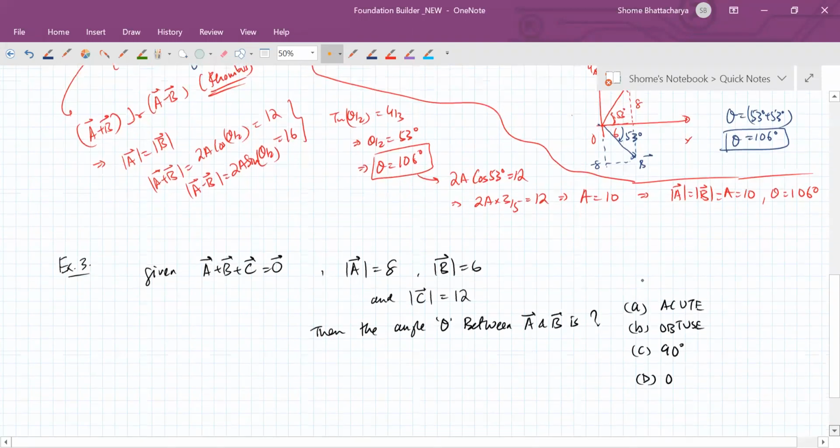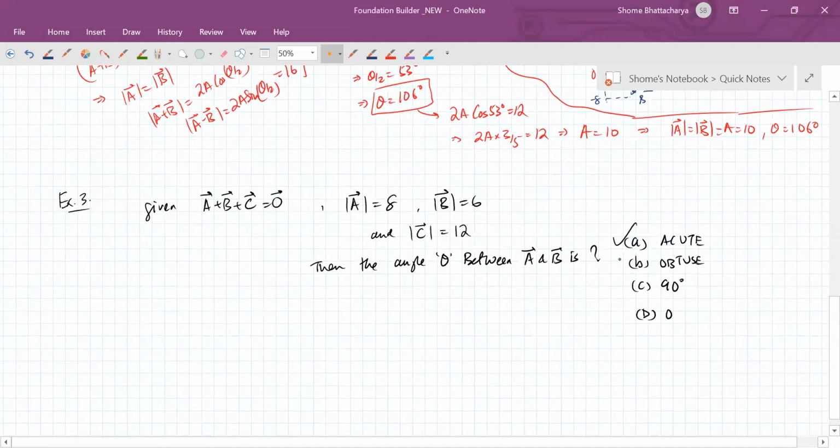Yes, the angle has to be acute. This is the correct answer. Cannot be these options. Why? Because see, what is happening? A plus B plus C is equal to 0 implies that C is minus of A plus B. You've done this kind of thing many times. Okay. So magnitude of C is mod of A plus B.